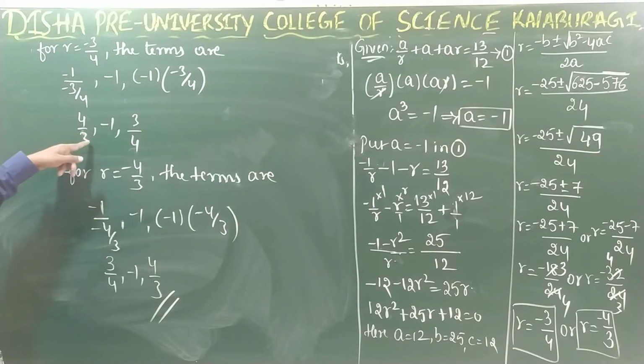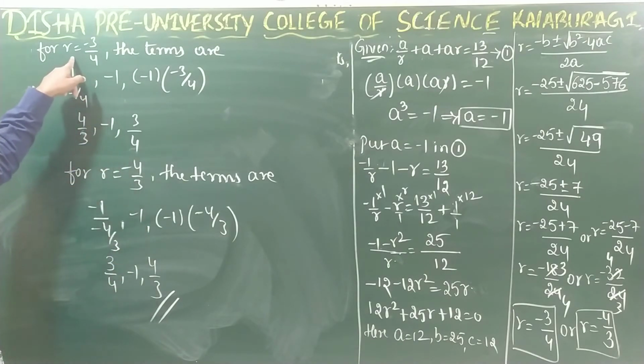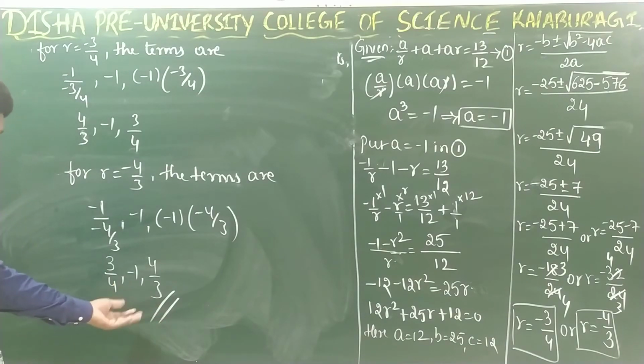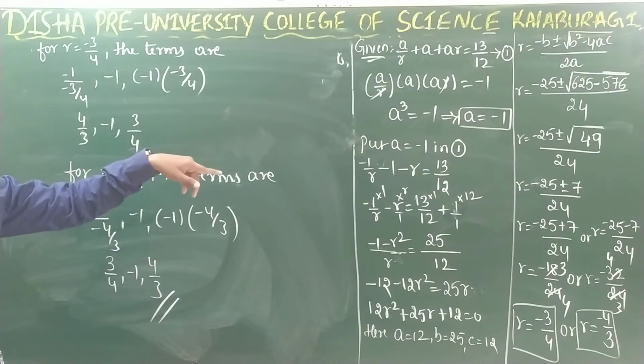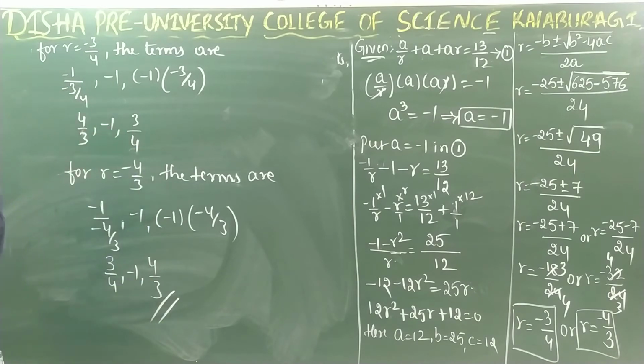So you will get different terms for the different values of the common ratio. But when you add them and multiply them, you will get 13 by 12 as well as minus 1 respectively. So this is how you solve this problem. I hope you understood, right? There is one more problem similar to this. I will give it to you as homework. You try that.